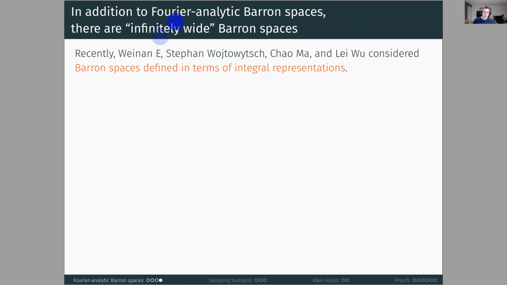So in addition to these Fourier-analytic Barron spaces that I have been talking about, people have also been considering what I call infinitely wide Barron spaces. I don't think that many other people use this name, but I like to call them this way, and we will see in a moment why. So let's first look at the infinitely wide Barron space for the Heaviside activation function. We will again always be considering functions on this unit cube. And sigma, this is now our parameter space. This is R times R^d times R.